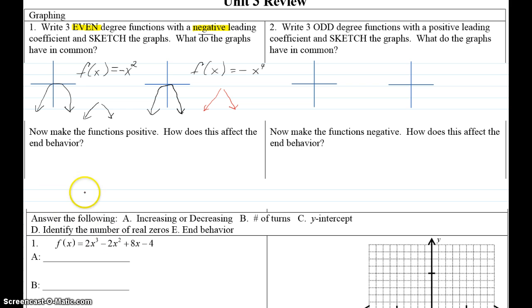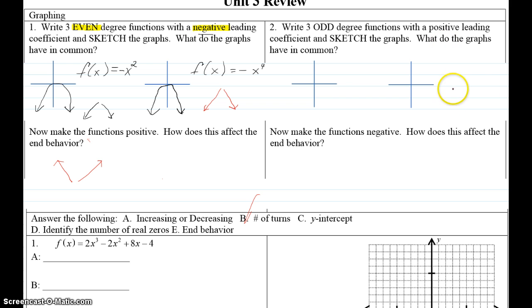Now if I make the functions positive, how does this affect the end behavior? Okay, so just flip the graphs across the x-axis. So our end behavior would be like this. As x goes to negative infinity, it goes to infinity. As x goes to positive infinity, it goes to positive infinity. And both of them have that in common.